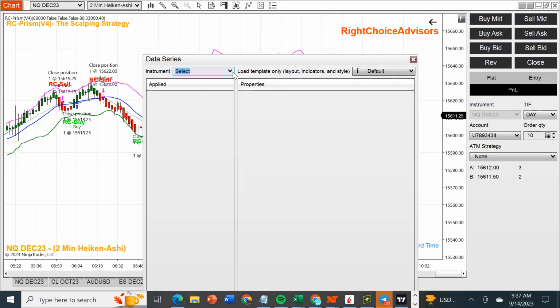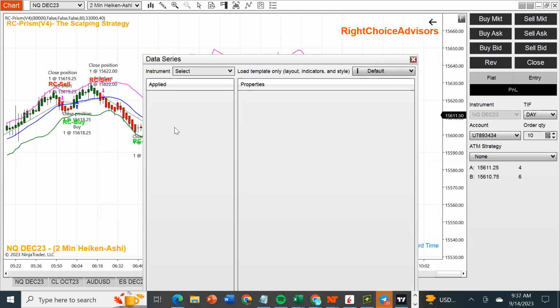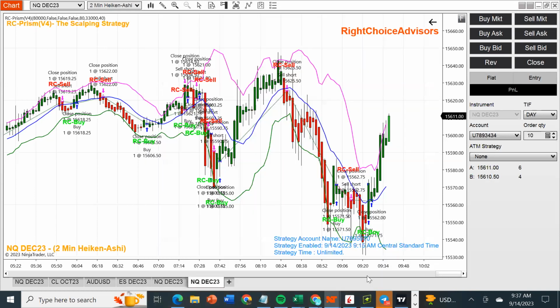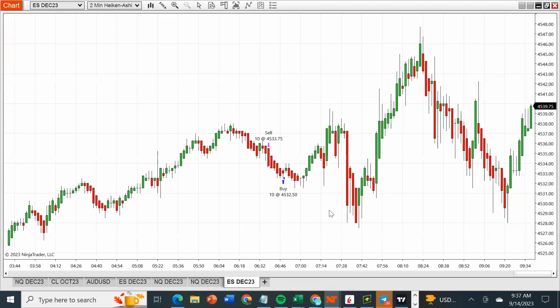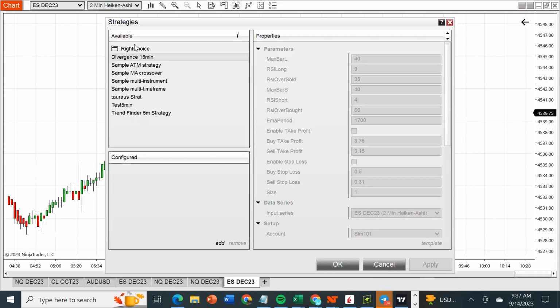like for example, I want to open ES chart. We'll open ES, and I will just select 2 minutes. I'll remove this break at end of the day. I'll say okay, and then I will enable a strategy. Right, again, there are different strategies.